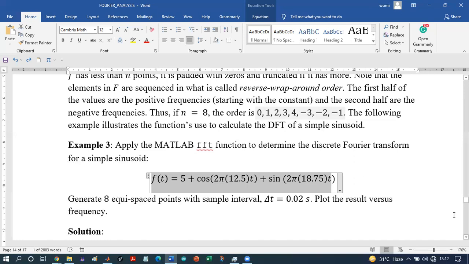So plus f3 e to the minus I 0 2 pi over n 3, plus f4 e to the minus I 0 2 pi over n 4, plus f5 e to the minus I 0 2 pi over n 5, plus f6 e to the minus I 0 2 pi over n 6, plus f7 e to the minus I 0 2 pi over n 7. So this is k is equal to 0.